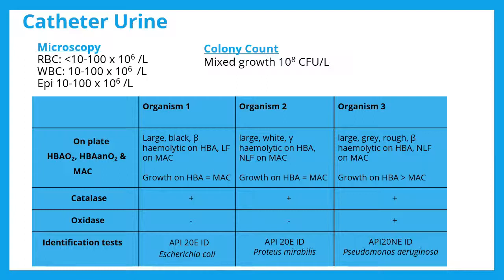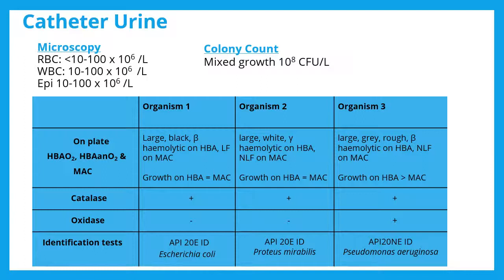The sample was plated on horse blood agar in aerobic and anaerobic conditions, in addition to MacConkey agar. 3 distinct organism communities were present on the blood plates. Organism 1 grew as a large black beta hemolytic colony on both the aerobic and anaerobic HBA plates, and lactose fermenting on MacConkey.